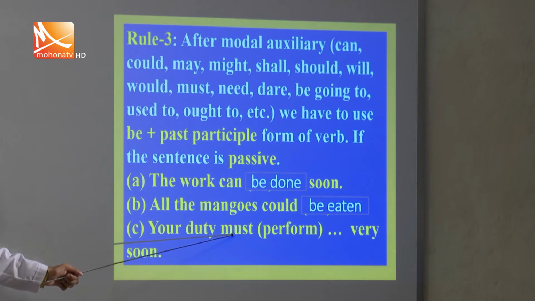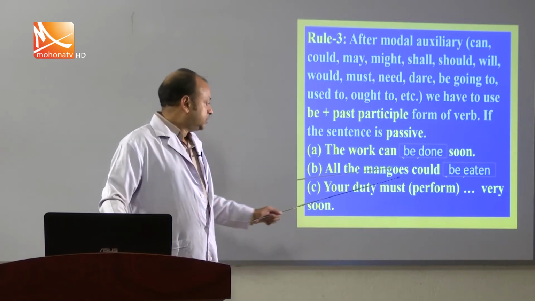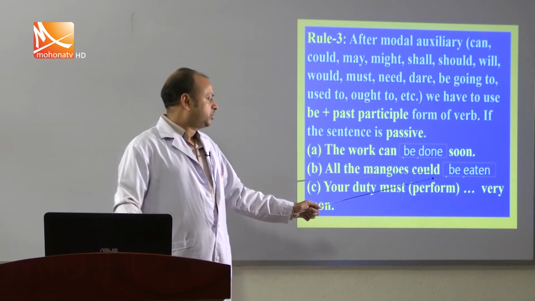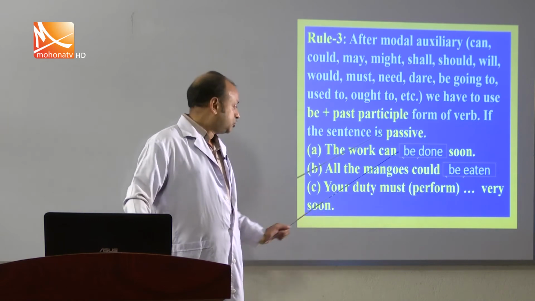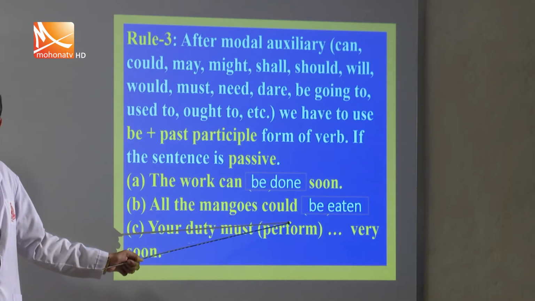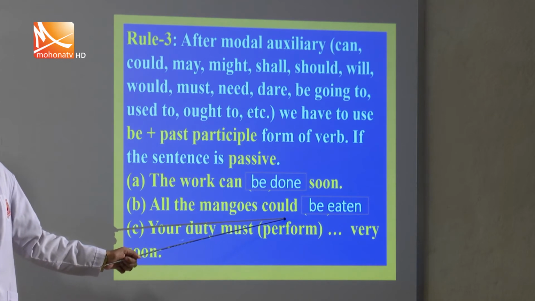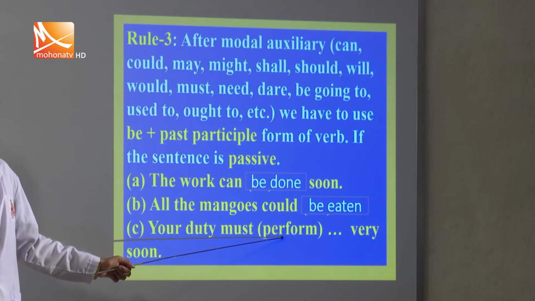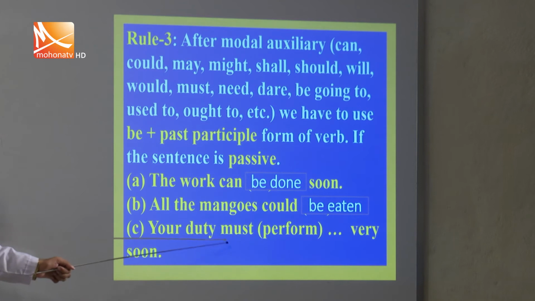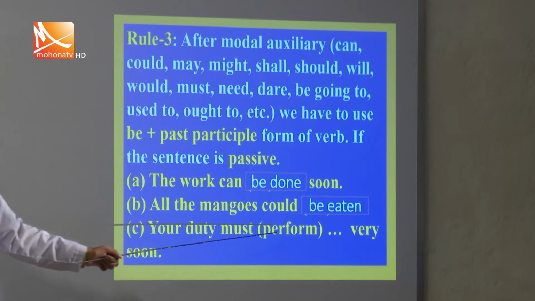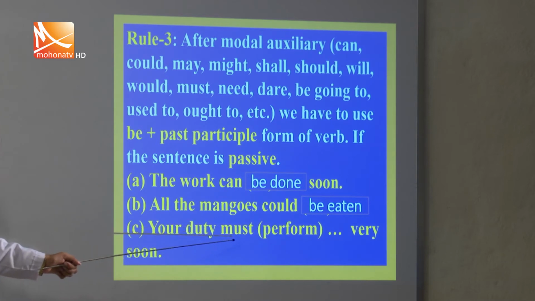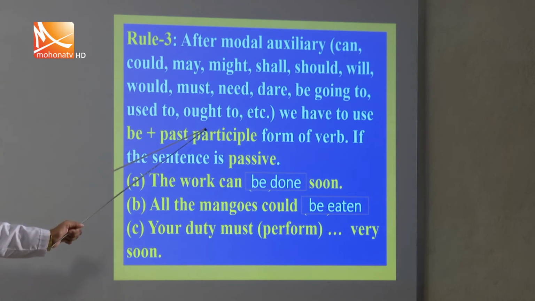Our next sentence: your duty must be performed very soon. So, must is a modal auxiliary verb and perform is a verb. So, your duty cannot perform itself. So, the subject cannot perform the verb. Who is the performer? You are the performer in this sentence. So, there is no you here. So, the performer is not here. That is why this is a passive sentence, because the subject cannot perform the verb. So, as it is passive, according to the rules, after must we have to use be and V3, performed. So, be performed will be the correct answer, my student.